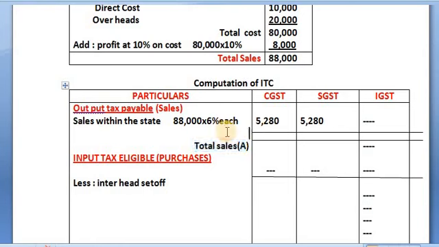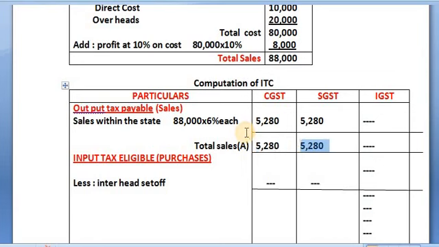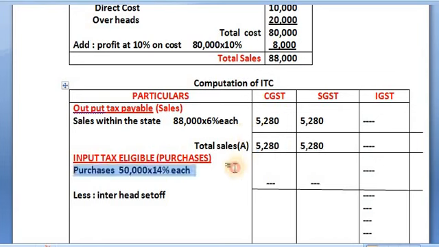So I have taken sales within the state 88,000 into 6% each. Actually 12% tax rate, taking 6% each for CGST and SGST. So your total sales will be 5,280. That is your total sales. Name it as A. Now go for purchases.